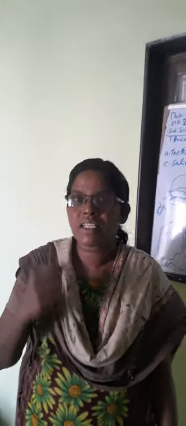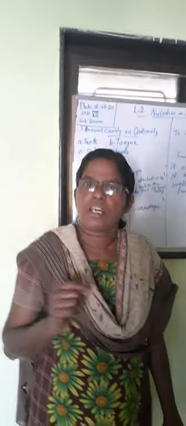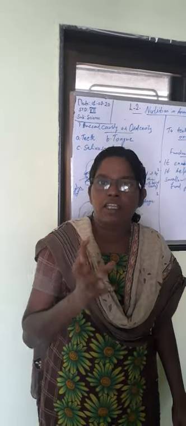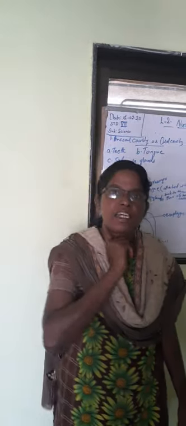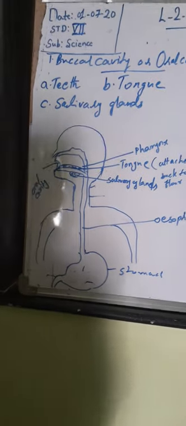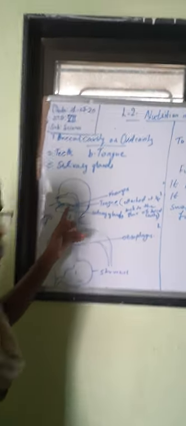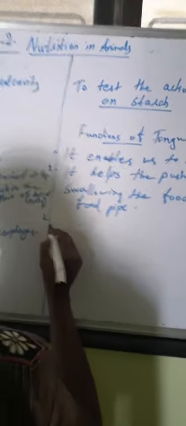Next one: it helps in mixing saliva. For example, when you eat rice or chapati, your mouth chews for about five minutes. The chapati becomes moist because of water. Where does that water come from? From the salivary glands. The salivary glands produce saliva, and this saliva is mixed with the food.